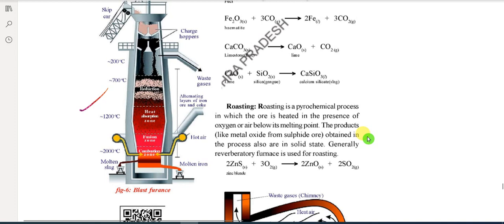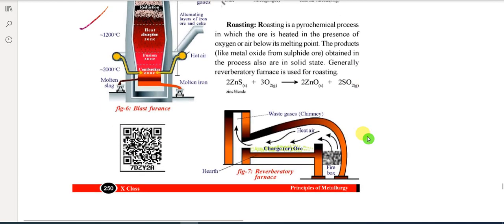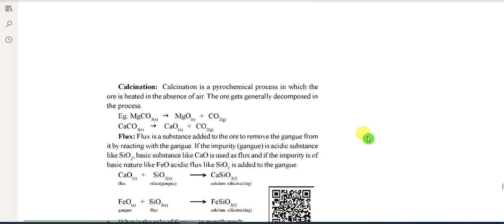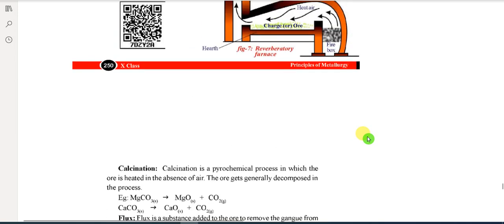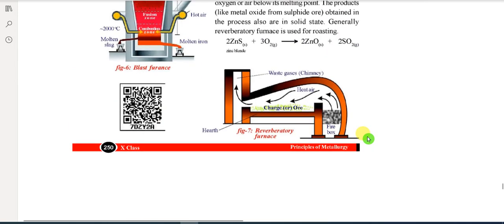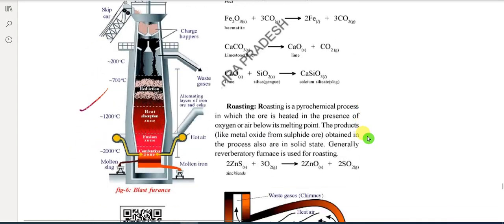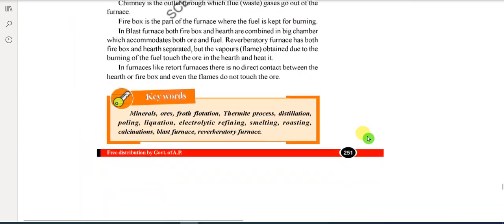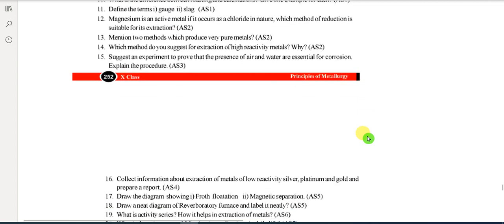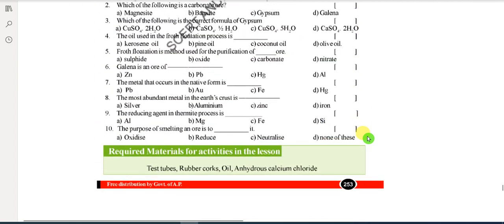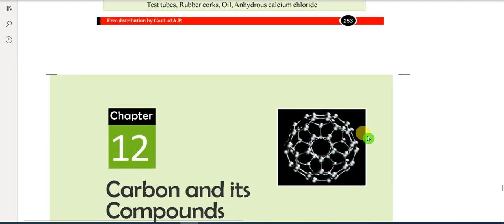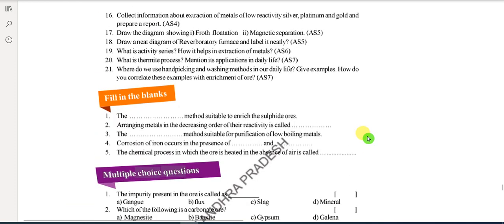Draw the outline map, like that outline map you draw neatly. And the reverberatory furnace, roasting and calcination, you are using the reverberatory furnace. Okay, so 2 diagrams are very important. Okay friends, read well and get good marks. Thank you.